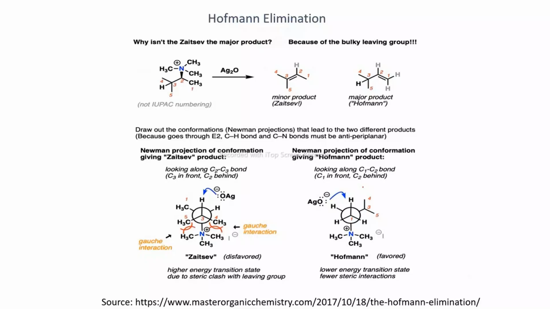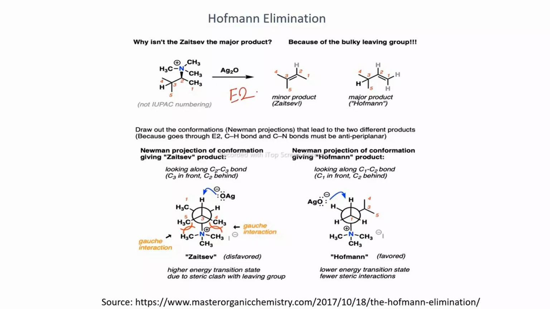So for that, we have to know two things. One is the Zaitsev product and the other is the Hofmann product. In a normal situation, let's say this molecule has CH3 in this position, and here the CH3. If we treat it with silver oxide, an E2 elimination will happen.